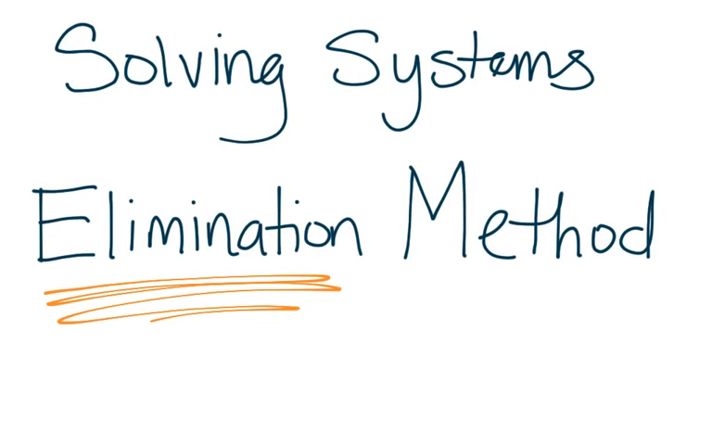All right, so we're going to keep talking about systems, but we're going to be solving them algebraically now. And when you're solving, there's two ways to do that. You have the elimination method and you have the substitution method. So today we're going to talk about elimination. When you think of the word elimination, that means to get rid of something. And that's exactly what we're going to do here. We're going to get rid of one of the variables, either the x or the y.